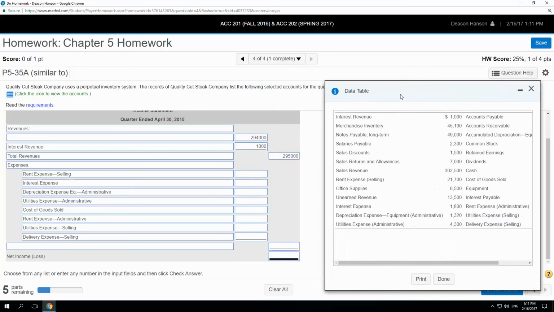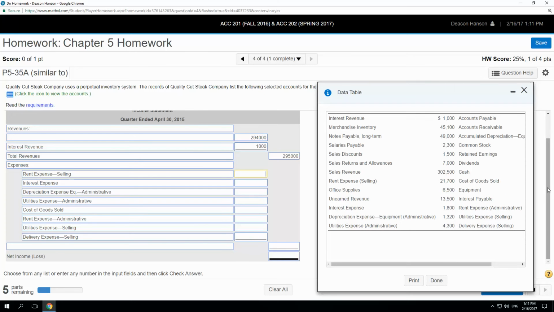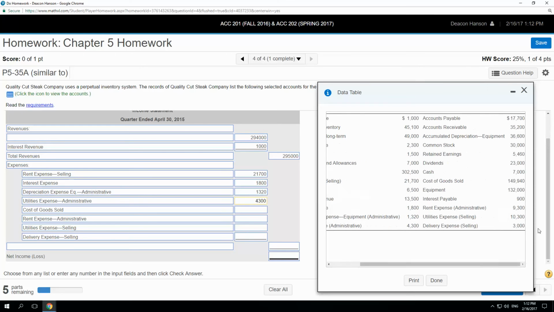Okay. Now we can put the numbers in. So starting with rent expense selling. Okay, interest expense 18, and I'll tell you why it's called a single step income statement in a minute here. Okay, depreciation expense 1320, 43. What else we got? Slide this over. Cost of goods sold 149,940. Rent 93, 10,3, and 3,000.